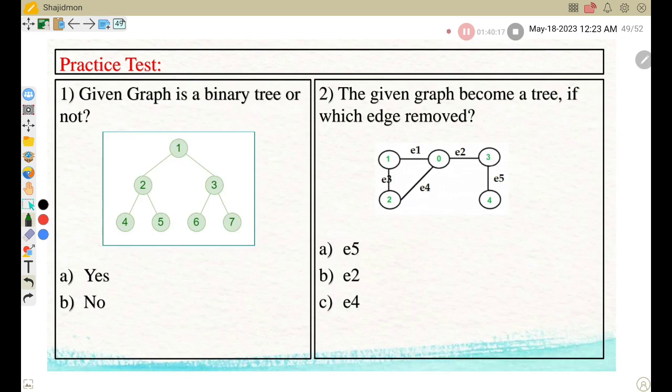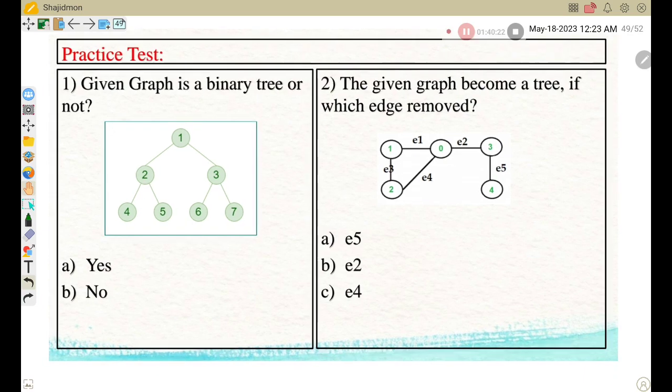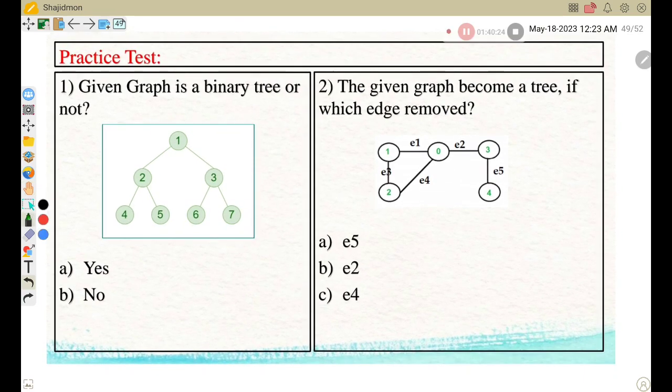Now we will practice. One practice test is here, with some multiple choice questions. You can see the questions. For example, practice test, first question: is the given graph a binary tree or not?